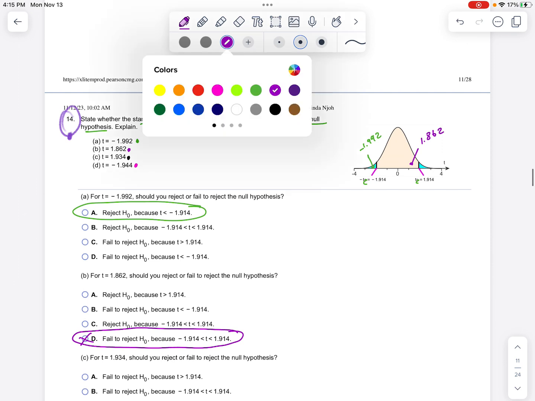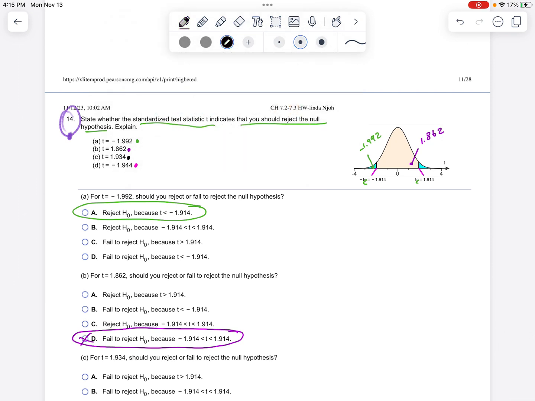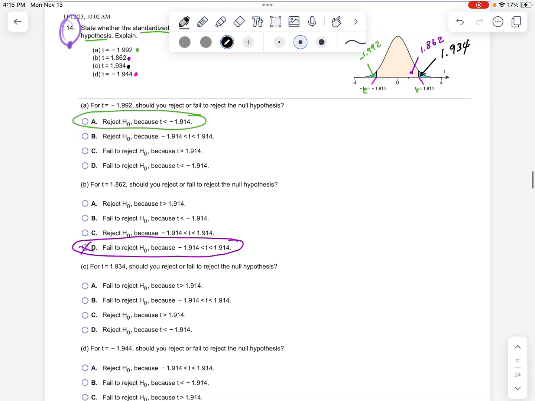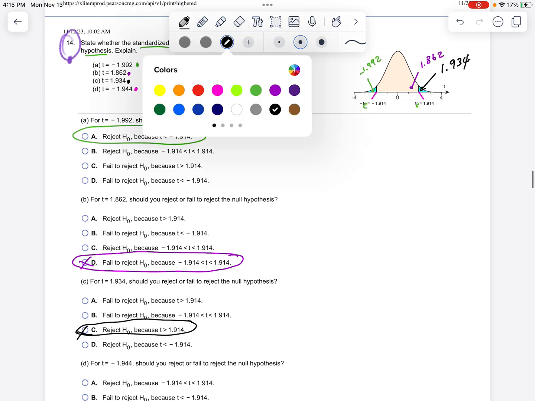Yes. Let's go to the black one. 1.934 should be somewhere here. It's in the rejection region, so we're going to reject the null because that t is greater than the critical value.